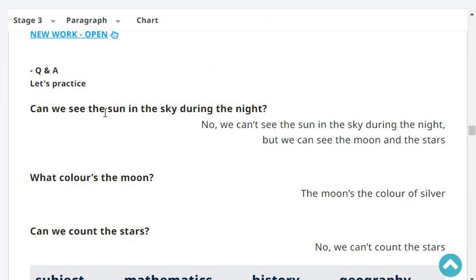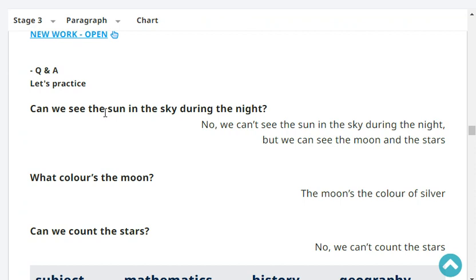Very good. Can we see the sun in the sky during the night? No, we can't see the sun in the sky during the night, but we can see the moon and the stars. Very good.